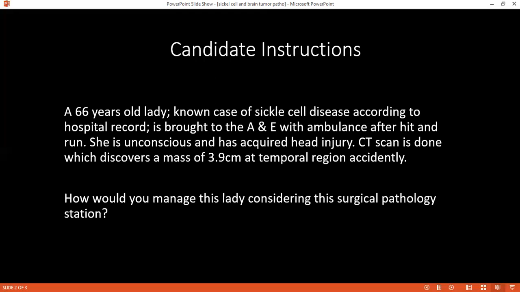Sickle cell disease patient undergoing surgery, use of tourniquets. Why? Tourniquets should be used with caution because the patient is in a procoagulant state. So, yes. All right, good.